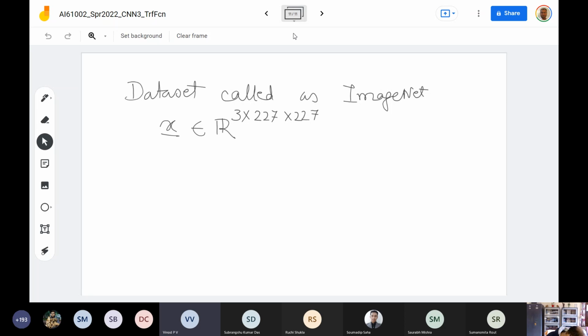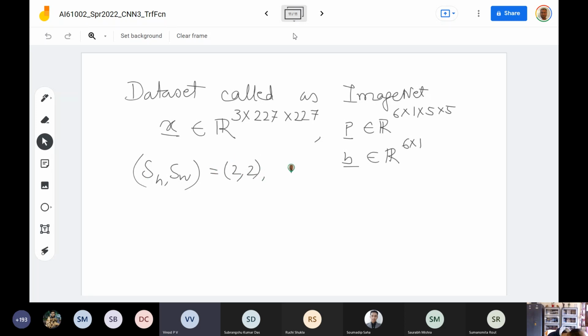Now, if I have this X which belongs to 3 cross 227 cross 227, and if I have this P which belongs to R power of, say, again the same 6 cross 1 cross 5 cross 5, and I have my B which belongs to R power of 6 cross 1, and now I am operating with SH comma SW of 2 comma 2 and PH comma PW of 2 comma 2, in that case, what will be my OH?